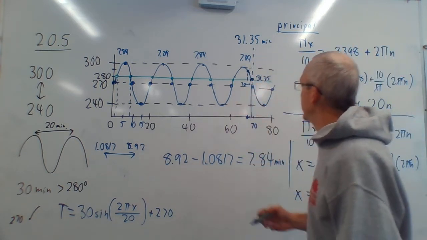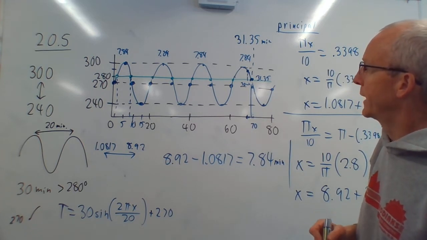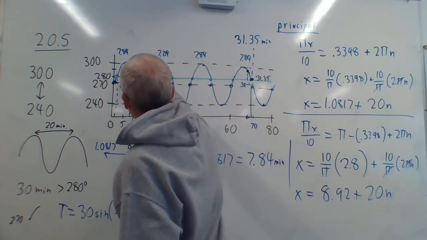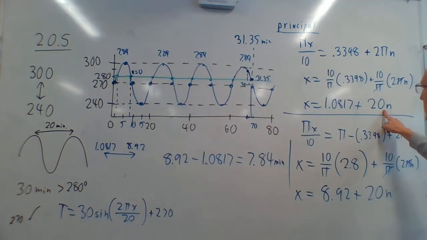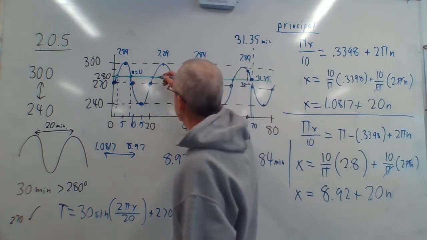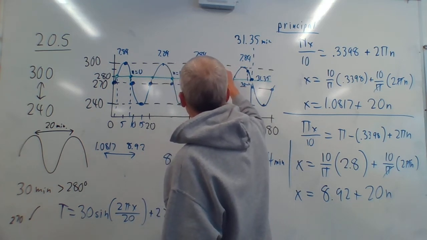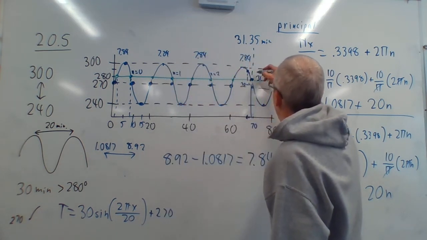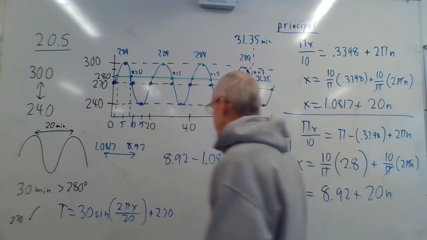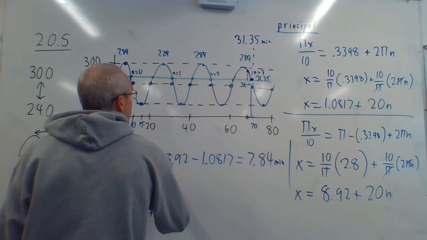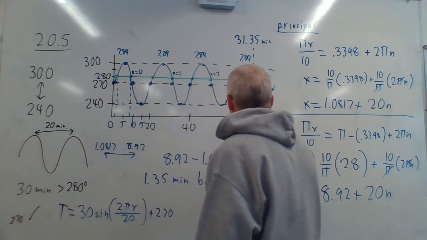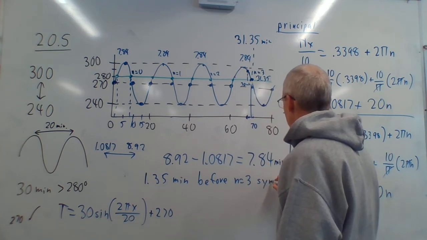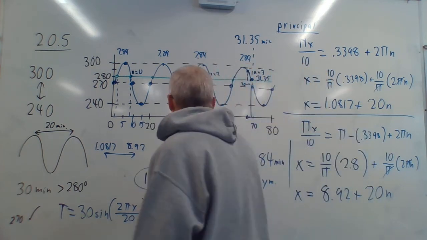So what is that point? Well, that is the symmetry solution point. This is the n equals 0 symmetry solution point, right? Because that's the n equals 0 principal solution point, and this is the n equals 0 symmetry solution point. So that's n equals 0. This one's n equals 1. This is n equals 2. And this is n equals 3. So we want 1.35 minutes before the n equals 3 symmetry point. Okay, that's what we have to look for.